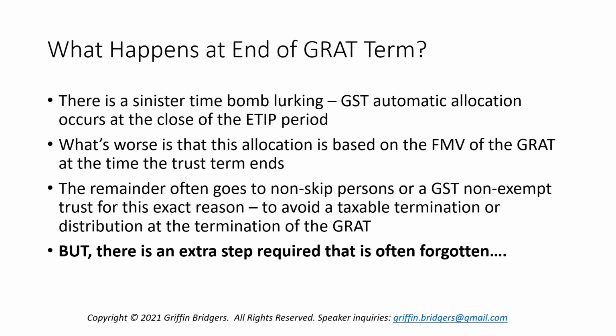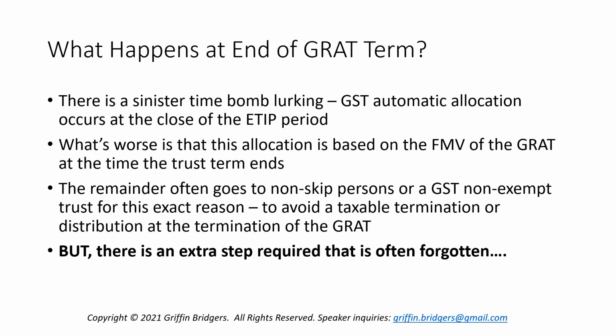The GST automatic allocation occurs at the close of that ETIP period. So that's a big deal. GST automatic allocation isn't avoided when you have an ETIP. It's just merely deferred until the end of the ETIP period, which means down the road there could be a need for election out of that automatic allocation. Why? Because this allocation is going to be based on the fair market value of the GRAT at the time that the trust term ends.